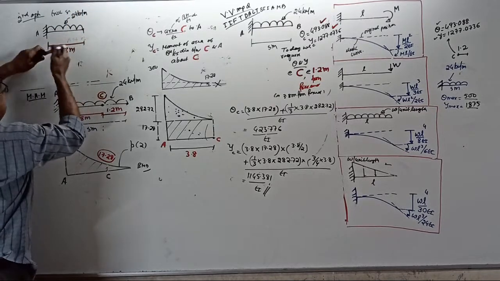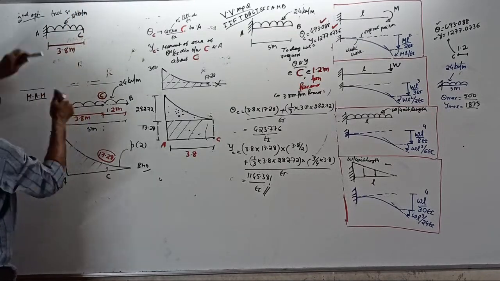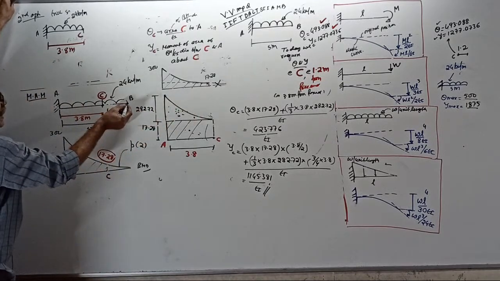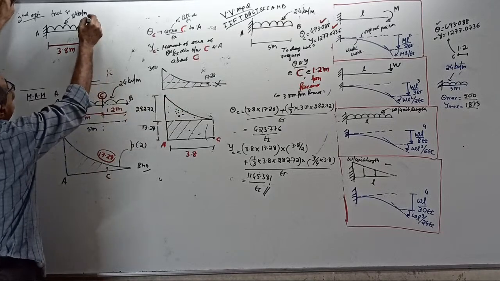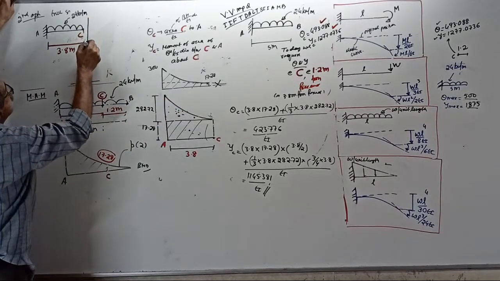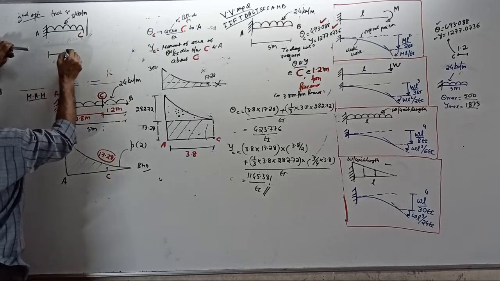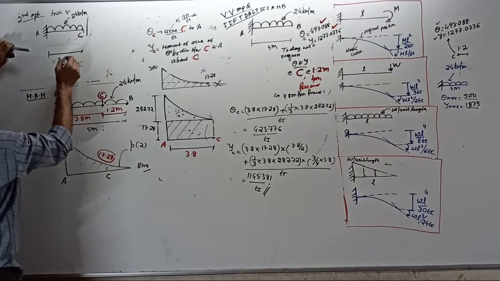Some will tell, sir, this is the best method. Okay, now see, I told you, cut out this portion. Then 24 into 1.2 will give a point load. It will touch the beam. Okay, 3.8 meter. 3.8 meter.